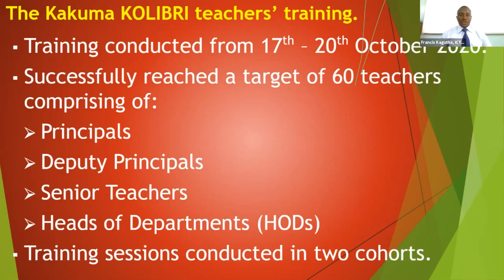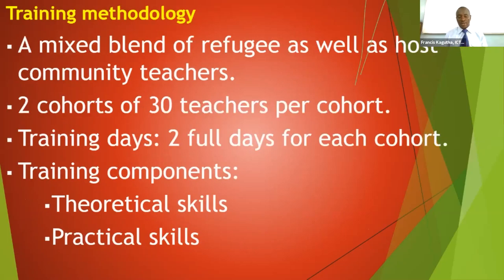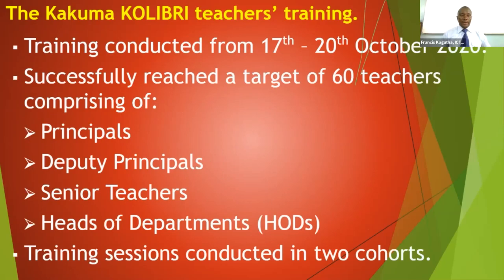The Kakuma Kolibri teachers training was conducted between 17th and 20th October 2020. And this was just when there was a lockdown of COVID-19 in Kenya. And we successfully reached a target of 60 teachers whose composition was as follows. We had principals, we had deputy principals, we had senior teachers, as well as heads of departments. The training sessions were conducted in two cohorts, and each cohort had a total of 30 participants.